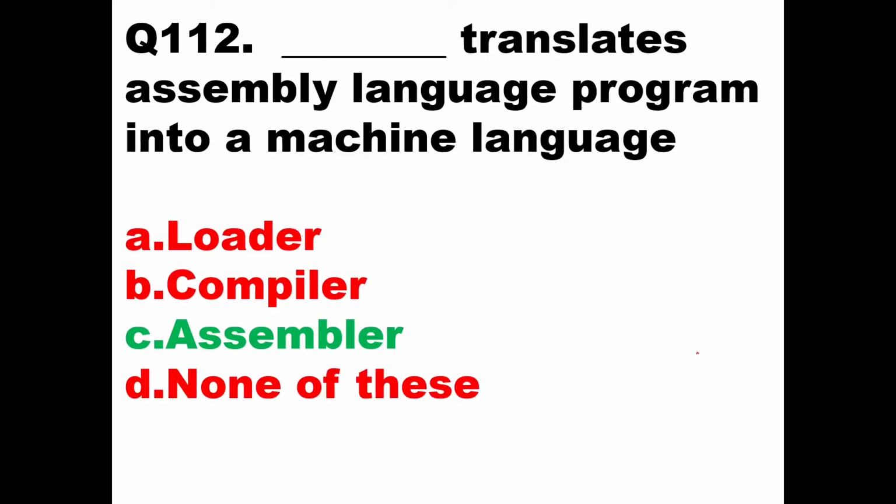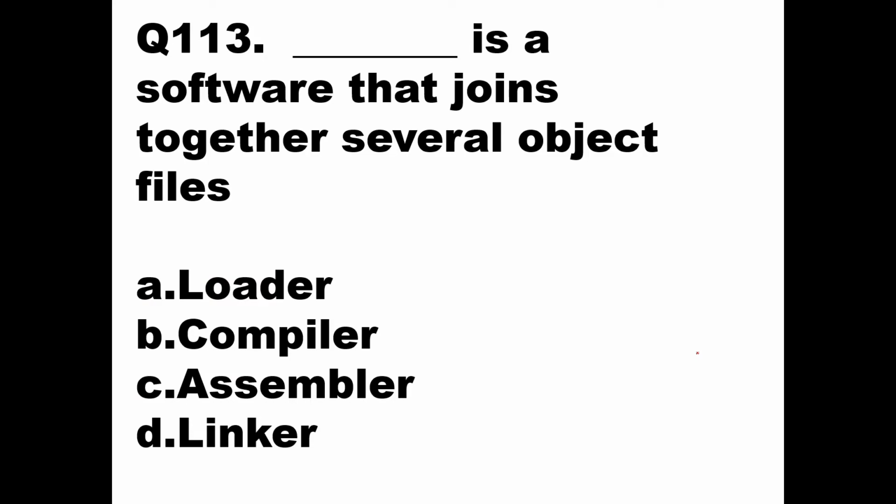Clear? Then we'll go to the next question, question number 113. Dash is a software that joins together several object files. Several object files have to be linked many a times in almost all executions, and that is done by a linker. So a linker is a software that joins together several object files. So here the option will be option D, linker.